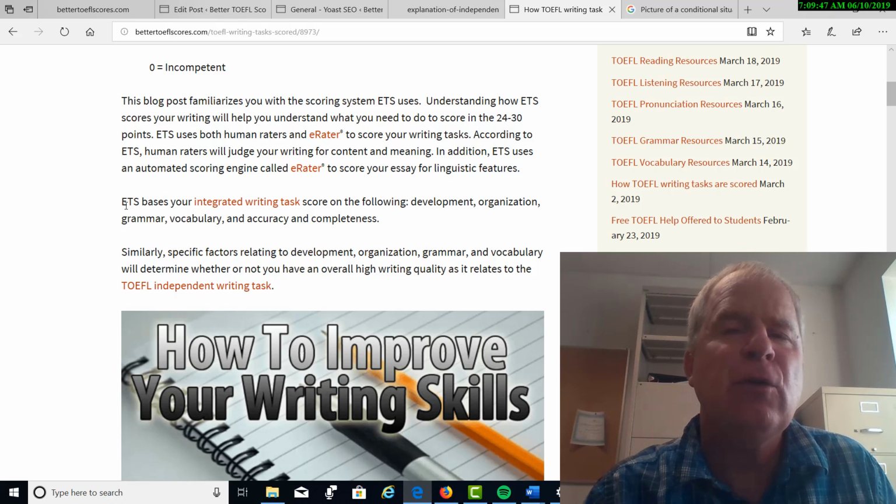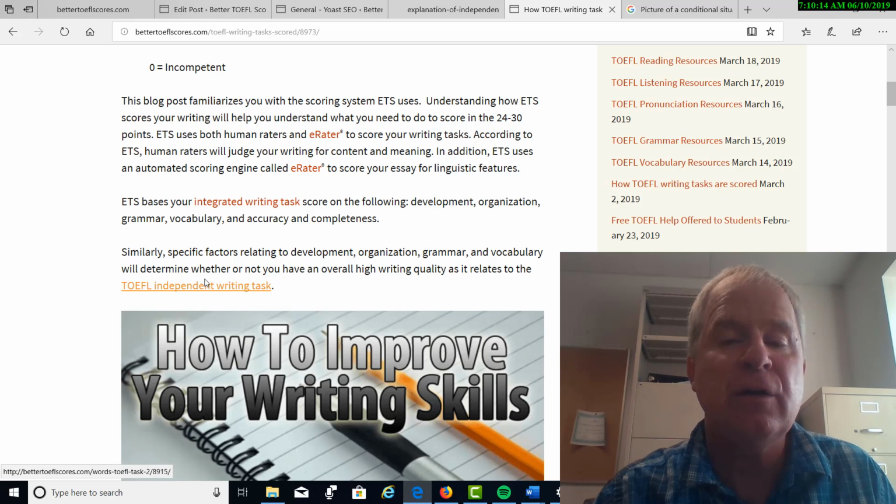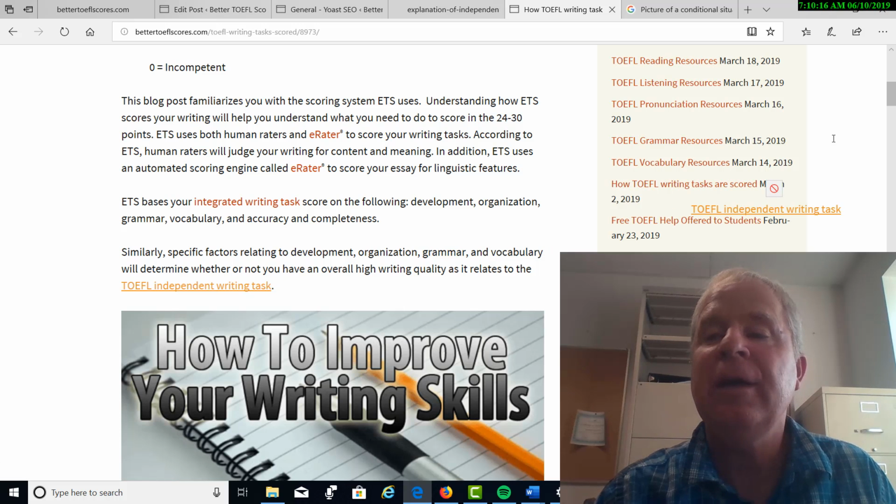So ETS bases your integrated writing task score on the following areas: development, organization, grammar, vocabulary, and accuracy and completeness. You want to understand exactly what each of these things mean as it relates to your writing. So, similarly, specific factors relating to development, organization, grammar, and vocabulary will determine whether or not you have an overall high writing quality as it relates to the TOEFL independent writing task.